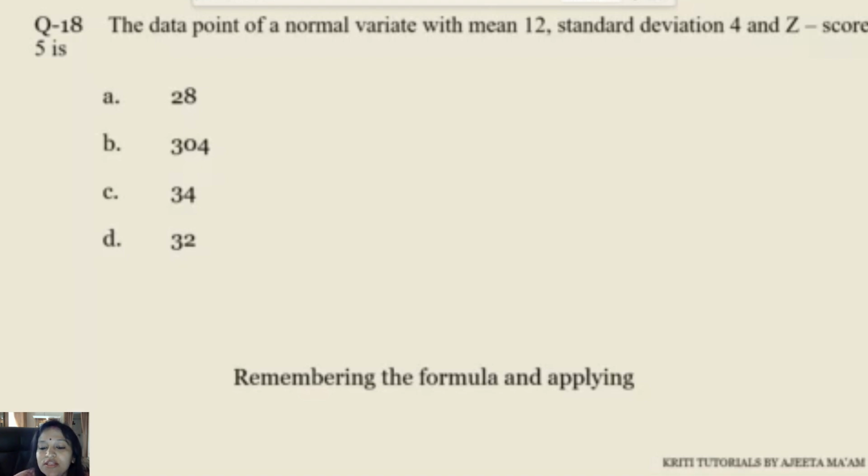Now we have to use the simple formula of Z score. I repeat, we have to use the simple formula of Z score. What is the formula of Z score? X minus mu upon S. And what is missing here? X is missing here. See here, mean is given, mean is mu, standard deviation is S, and Z is 5. So if you calculate it, what will you get?